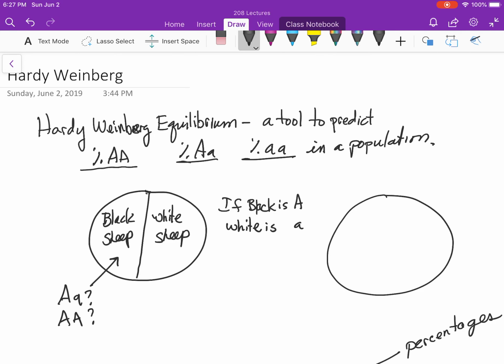solve? They both came up with the same solution, which means the solution cannot be that difficult, and it probably is a good one. So what were they trying to solve? And I'm going to go back here with my yellow highlighter. The idea is that this is a tool to predict the proportions in a population, that is the percentage of homozygous dominant, heterozygotes, and homozygous recessives in a population.